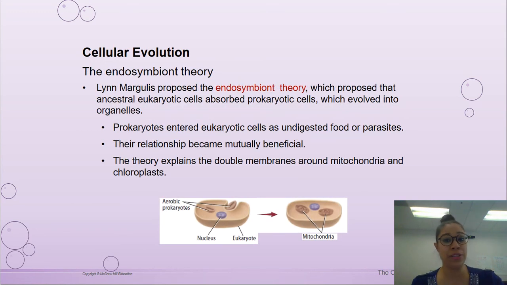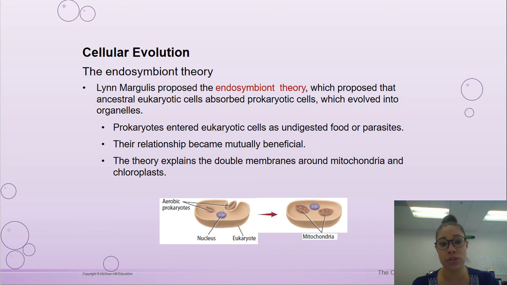All right, that leads us to endosymbiont theory. Endosymbiont theory says that there were eukaryotic cells that engulfed some early prokaryotic cells, and those early prokaryotic cells developed or evolved into organelles. So chloroplast and mitochondria, those are said to be early prokaryotic cells. This is backed up by them having their own DNA and their own membrane. So they're membrane bound and they have their own DNA.